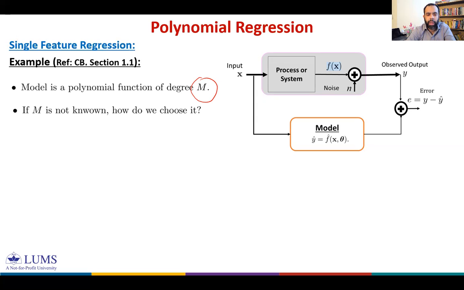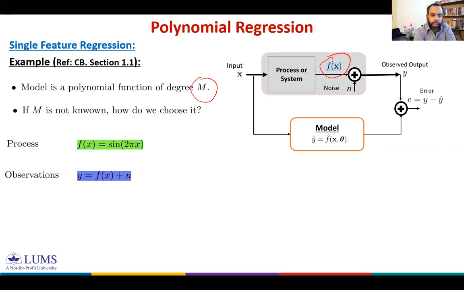Before we devise a method to choose m, we will do it with the help of one example. Let's assume that our process has this function f of x equals sine 2 pi x. It's a simple function. And the observation would be given by y is equal to f of x plus n. So f of x goes here, corrupted by some noise. And we assume that the noise is Gaussian. It is some small variations around the function value.